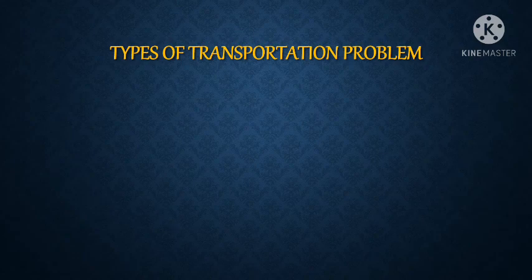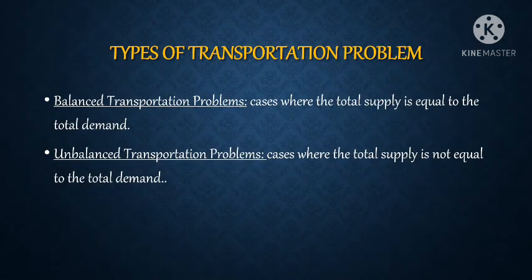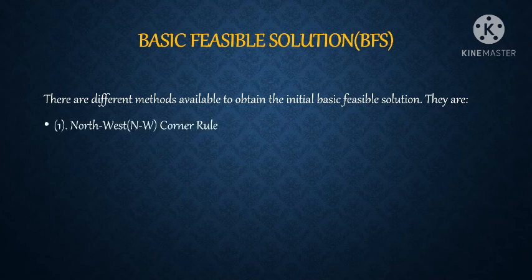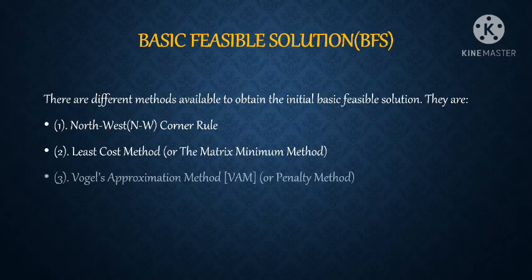Types of transportation problem. The transportation problem can be divided into two types: one is the balanced transportation problem and the other is the unbalanced transportation problem. Balanced means the total supply is equal to the total demand. Unbalanced means the total supply is not equal to the total demand. Basic feasible solutions: there are different methods available to obtain the initial basic feasible solution. They are the Northwest Corner rule, the least cost method or matrix minimum method, and Vogel's approximation method or penalty method.